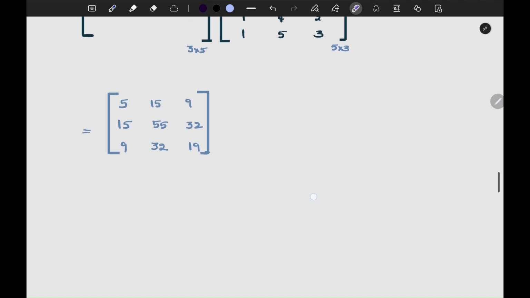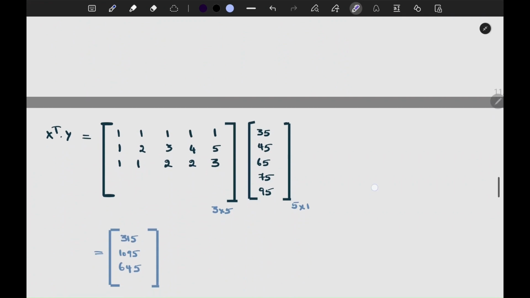And while getting into step number 2, which is nothing but x transpose into y. As I already discussed, how we got this x transpose. After getting this x transpose, here y is the output feature. So we are writing this y. So as I already mentioned for this particular multiplication, here 5 into 5 is common. We will get 3 into 1 as the output. So after this multiplication, I am getting an output as 315, 1095 and 645.